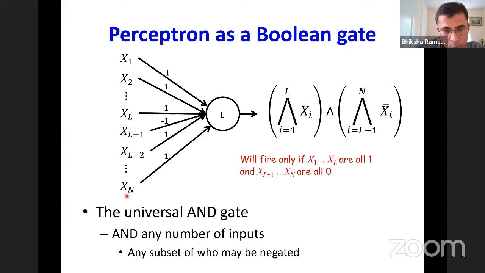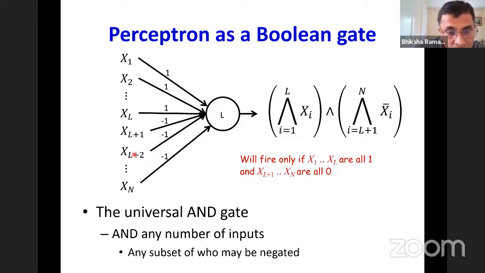Now, if you want to understand why, take a look. Let's set it to the combination where it fires. I make the first L bits all 1, the remaining bits all 0. That means the total input coming from these lower half bits is 0 because their values are 0, regardless of these weights. The total input coming from the first L bits is L because each of them has a weight of 1. So when you have this in the appropriate combination, the total input is L, which matches the threshold, and so this is going to fire.